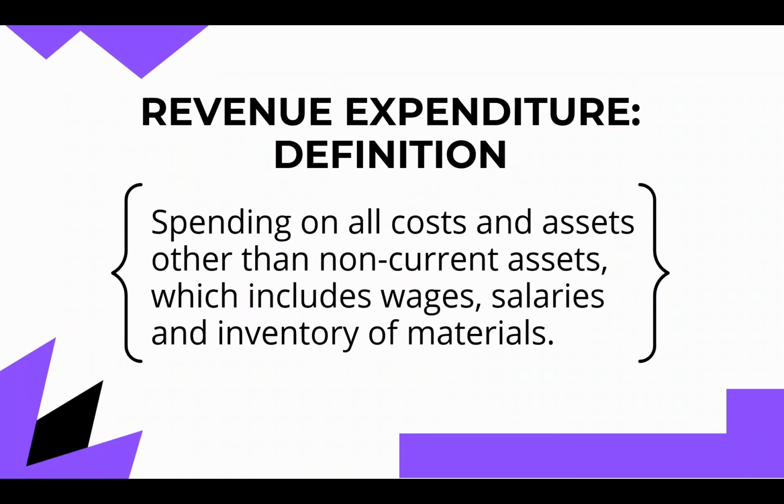Now for the next part of the answer, I need to define what revenue expenditure is. That is spending on all costs and assets other than non-current assets, which includes wages, salaries, and inventory of materials. Now, an easy way to distinguish between capital and revenue expenditure is your capital expenditure is the spending on all fixed assets, and revenue expenditure is basically the spending on everything else.